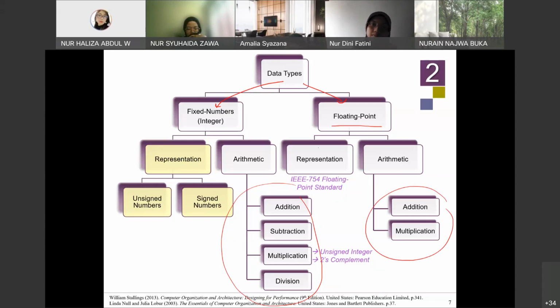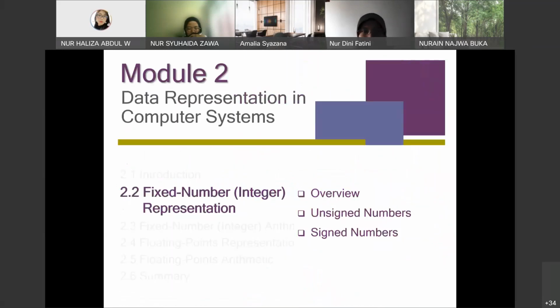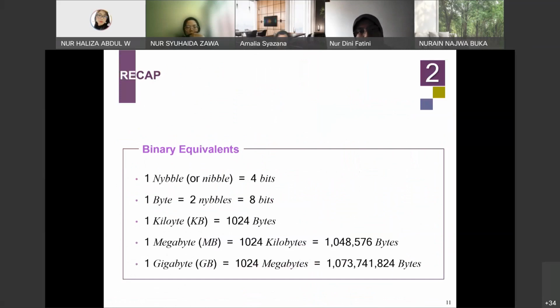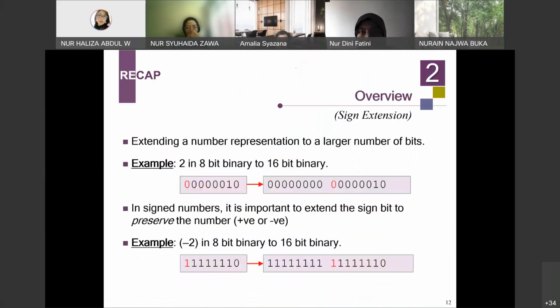In terms of representation, this one is easy for you. You already know how to represent the number. But if it is playing around with unsigned and signed numbers, after this, if I didn't share the module 2 yet, the e-learning, not yet. Yes, right. Okay, not yet. If you go and see, you're going to see, what is this?